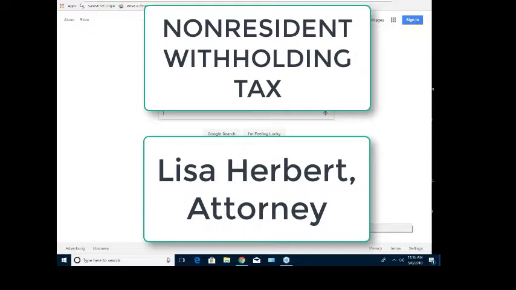So the key for y'all is at the beginning of the process. It's nothing worse, as we get closer to a closing, than suddenly asking the seller what their gain is, and they're like, gain? What are you talking about? What's non-resident withholding? Nobody ever told me about this. So I think for y'all's part, the key is making sure the seller is aware.